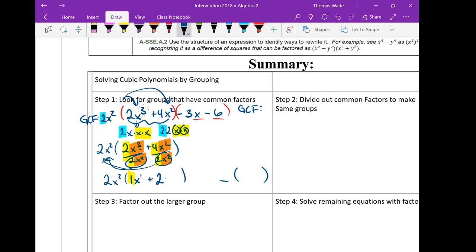Looking between these two terms, I see a -3. I like to pick my numbers first. A -3 is going to be my coefficient, and a -6. So I'm looking for common factors of -3 and -6. Well, the only thing that goes into 3 is either 3 or 1. So does 3 also go into 6? Let's see. 3 goes into 6, yeah, twice.